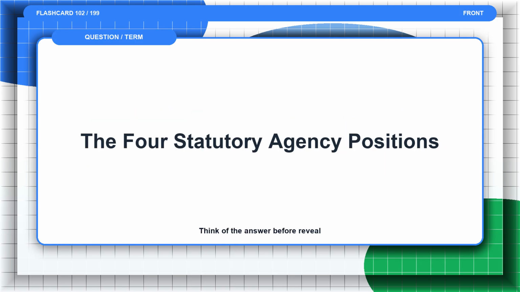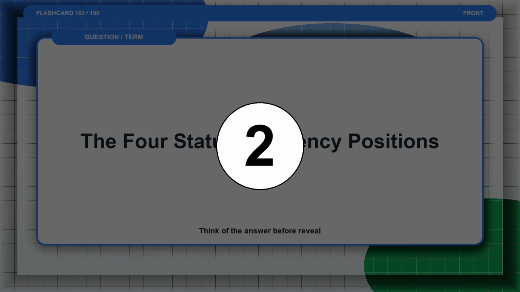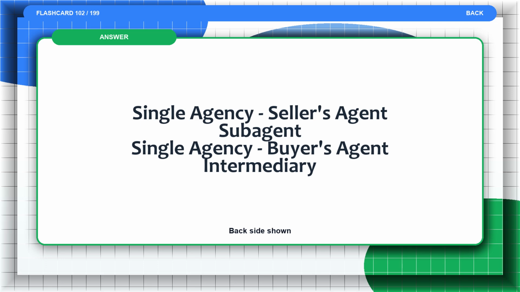Flashcard 102. The 4 statutory agency positions. Pause and think of the answer before the reveal. The answer is single agency seller's agent, subagent, single agency buyer's agent, intermediary.